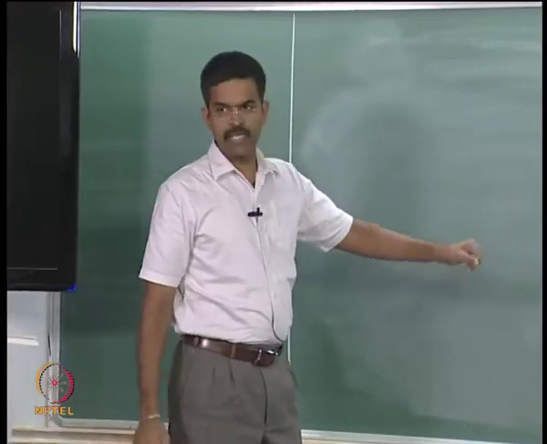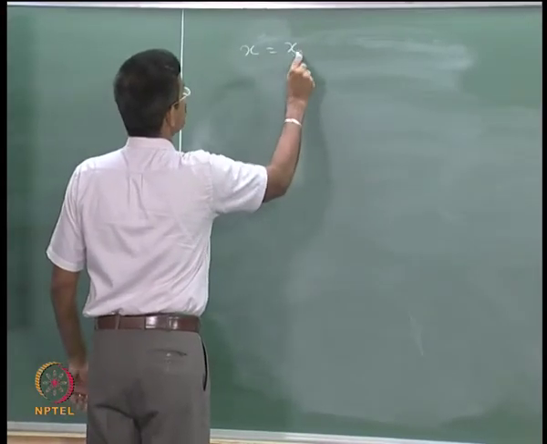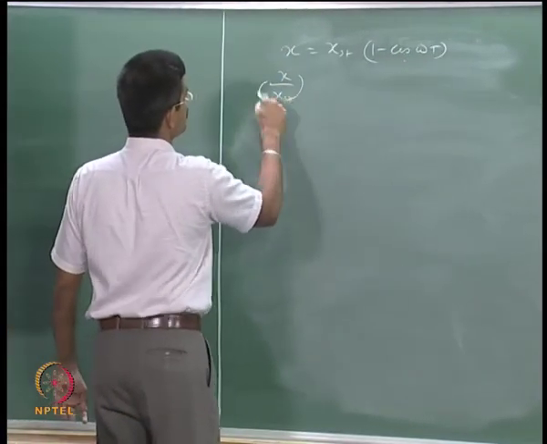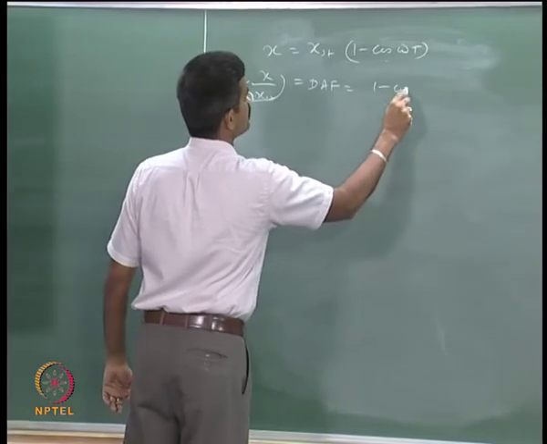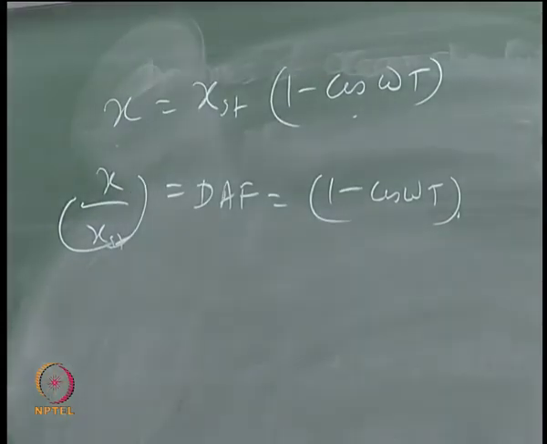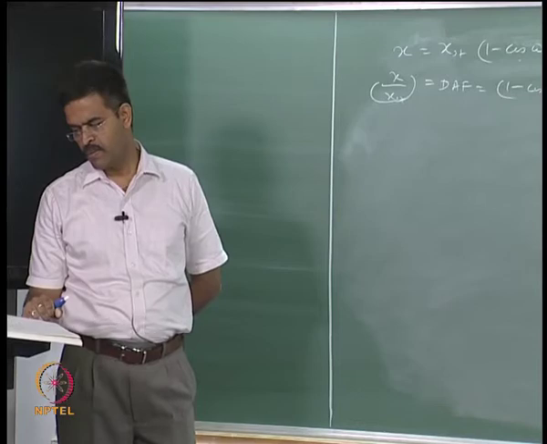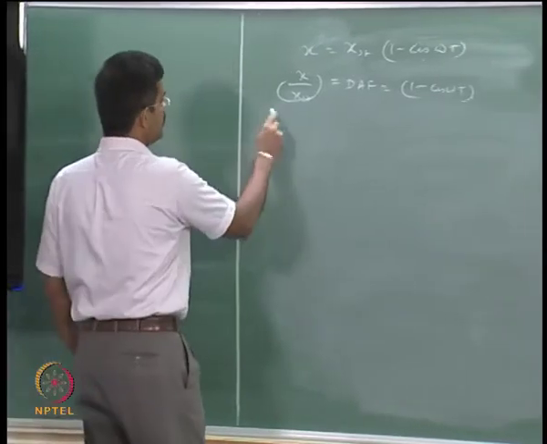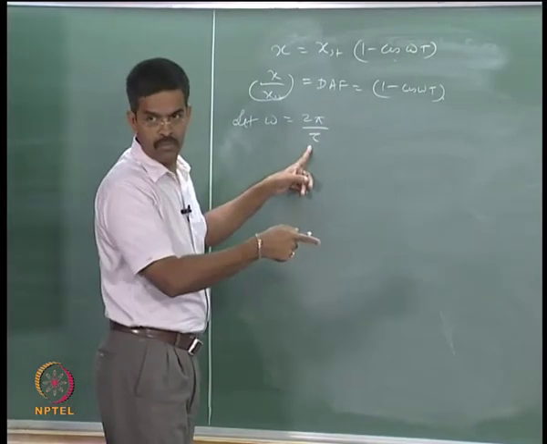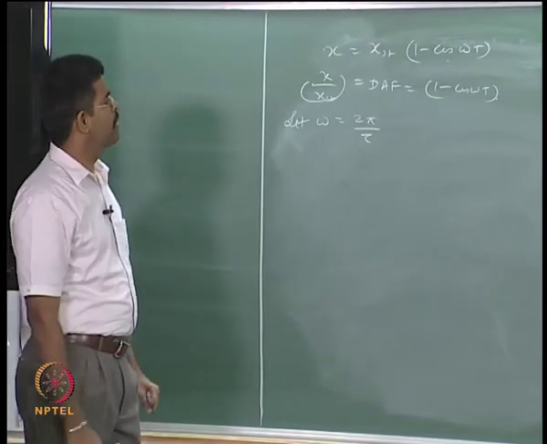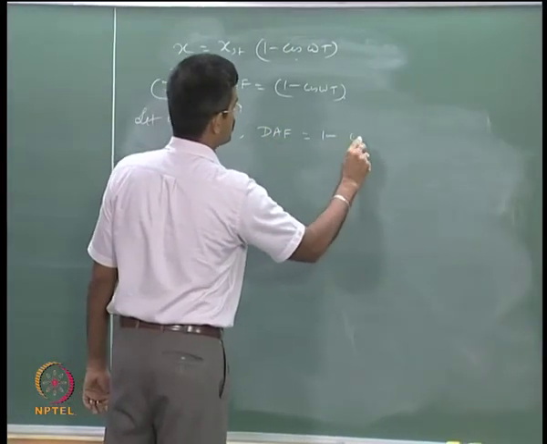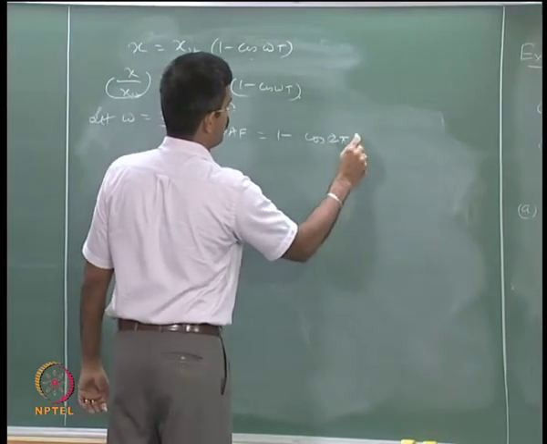We already know f0 by k is the static displacement. So x is static of 1 minus cos omega t, and x by static is nothing but my dynamic amplification factor, which is 1 minus cos omega t. I am interested in finding the maximum value of this. So let omega be 2 pi by tau. I cannot use T because T is the period of the loading. Okay, I am using tau. So then the dynamic amplification factor becomes 1 minus cos, sorry, 2 pi t by tau.